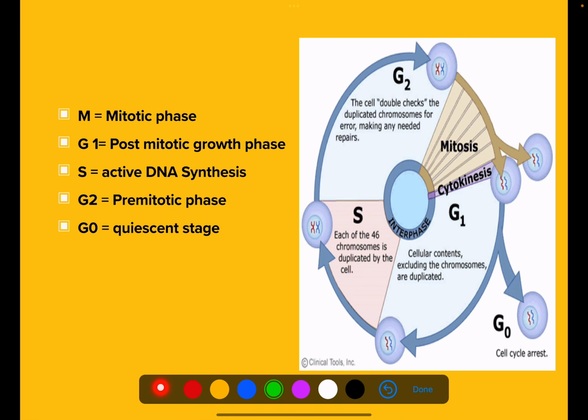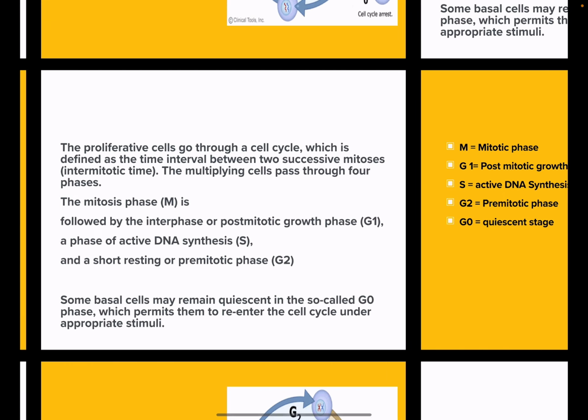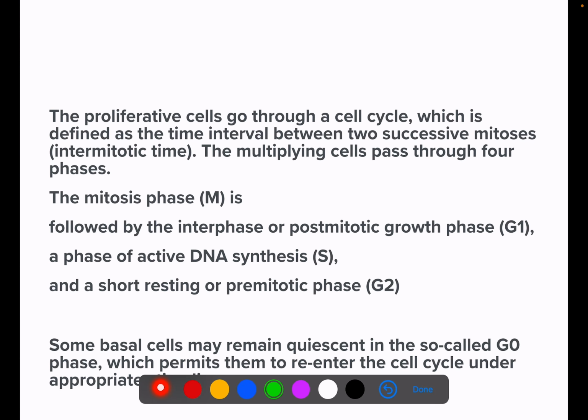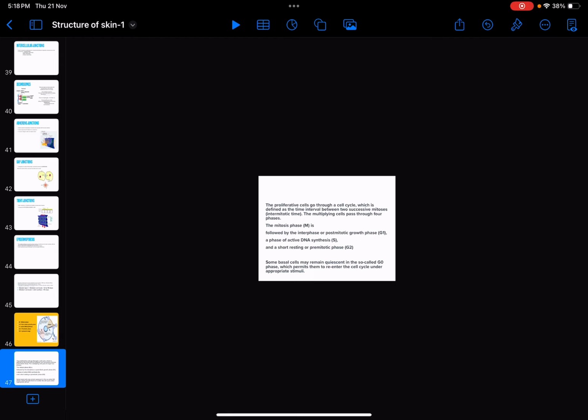So this is the mitosis cell cycle, basically. Nothing new you're reading. G2 double checks the duplicated chromosomes for error, making any needed repairs. This is one thing you can remember. Then mitosis, cytokinesis. The proliferating cells go through the cell cycle, which is defined as the time interval between two successive mitoses. The multiplying cells pass through four phases: the mitosis phase, followed by interphase, a post-mitotic phase, G1 phase, and active DNA synthesis. And we'll end our class from this last.